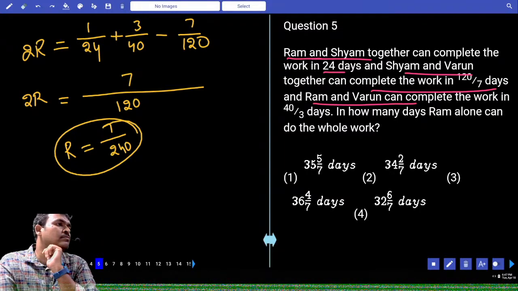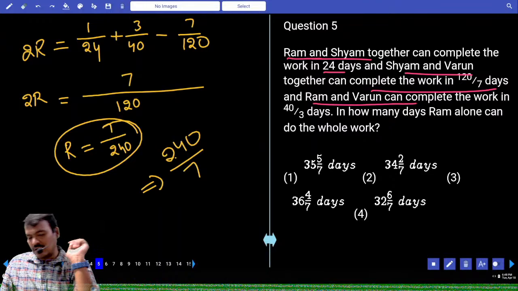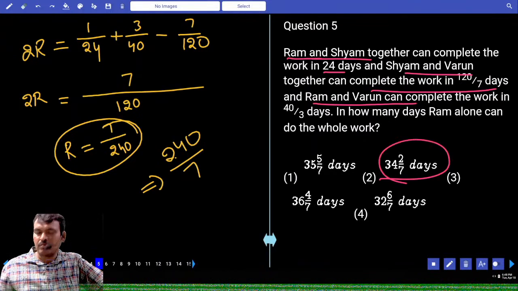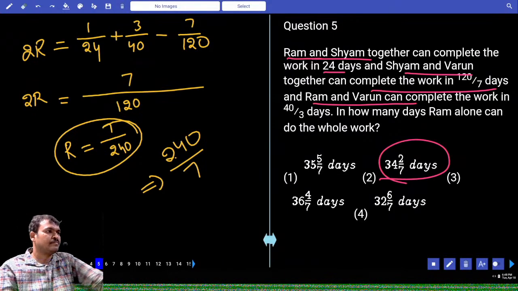But we require the total work completed in how many days, which means efficiency and time are inversely proportional. Then the answer is 240 by 7 days. 240 by 7 ends with 0. It is 34 2 by 7, because it is less than 35 times.